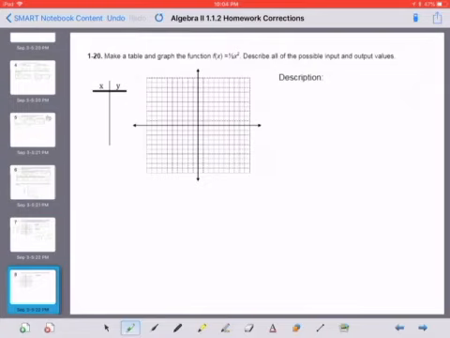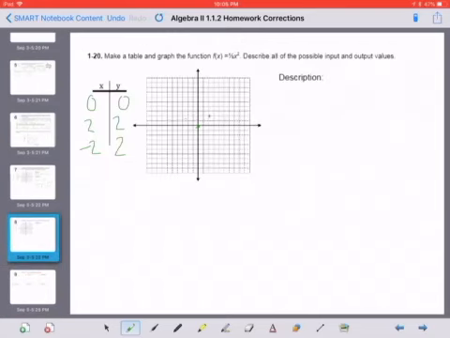Describe all the possible inputs and outputs of the values. So we can start with 0, 0, because we know that's going to be our vertex. We know our parabola is going to go up. So next I would probably plug in 2, because I know that it's going to work out well. So 2 to the second power is 4. Half of 4 is 2. So it's going to be about there. Then let's plug in negative 2. It's also going to be positive 2, because negative 2 times negative 2 is positive 4, times 1/2 is 2. So I can tell that my graph is going to go like this.